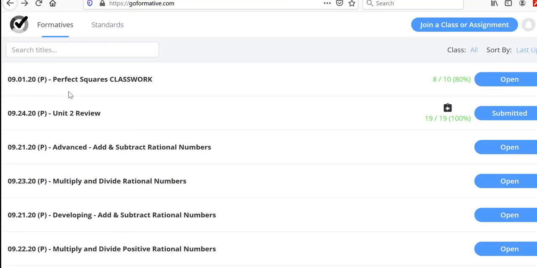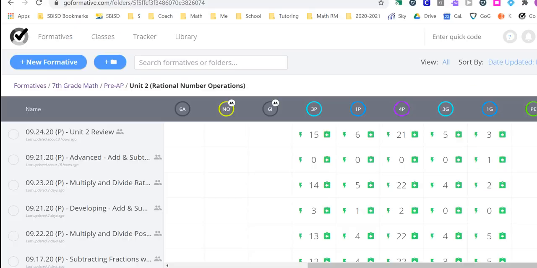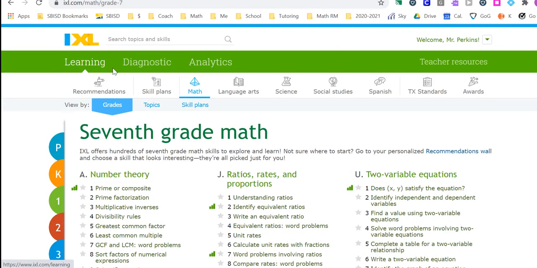So generally, what their assignments will look like is something like this. If they submitted it, this would be their grade, 19 out of 19, 100%, and the assignment is already submitted. But if it's not submitted, if it says open, that means the student still has some work to do. In this case, this person has only done 8 out of 10 questions and gotten to 80% and has not been submitted. So another website that we focus on as well is called IXL.